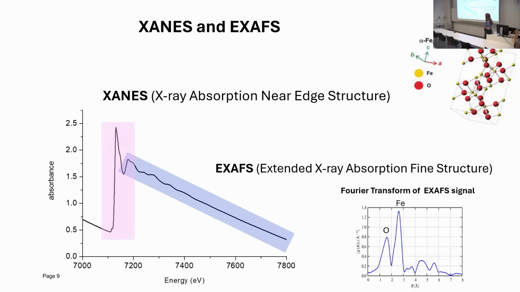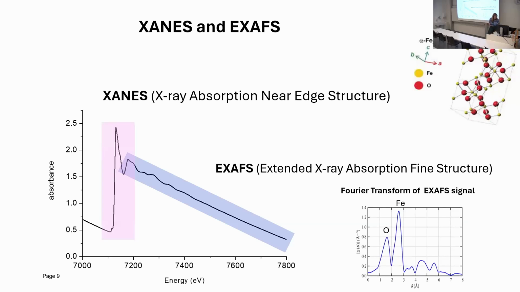The near edge fine structure is called XANES, and the extended X-ray absorption fine structure is EXAFS. Both of these parts of the X-ray absorption spectra provide chemical information. For example, XANES is mainly about oxidation state and local symmetry, and EXAFS is mainly about local geometry, while XANES also contains information about the local geometry, which is a little bit more difficult to get out.